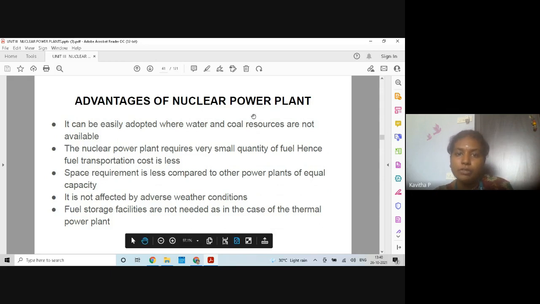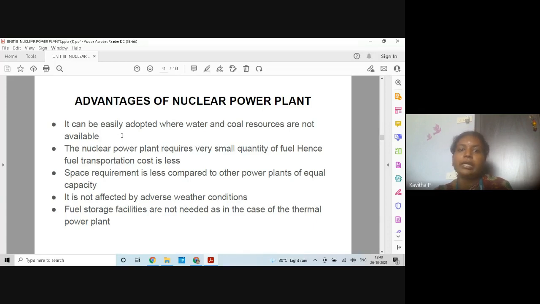And the advantages of a nuclear power plant: it can be easily adopted where water sources are available. It requires water, but it does not require any fuel like coal. The nuclear power plant requires a very small quantity of fuel. So compared to the amount of coal that is required to produce the same amount of electricity, the amount of fuel required for a nuclear power plant is very small.